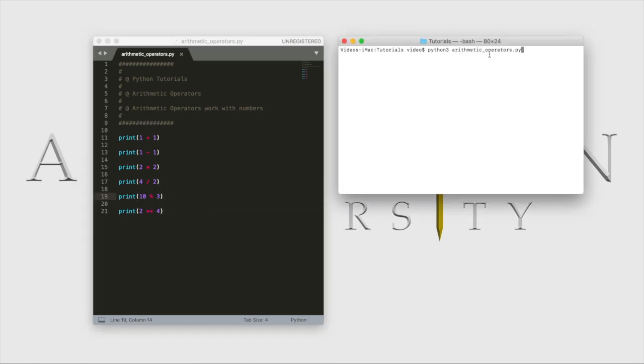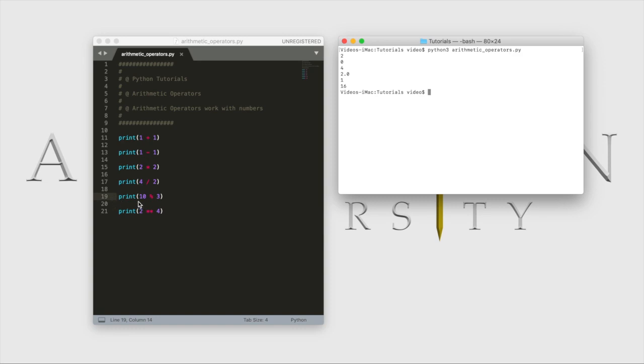So I already have the command in here. And so we get 1 plus 1 equals 2, 1 minus 1 equals 0, 2 times 2 is 4, 4 divided by 2 is 2.0. Notice that this will output decimals. If you're familiar with an earlier version of Python, you'll know that that's not necessarily the case.